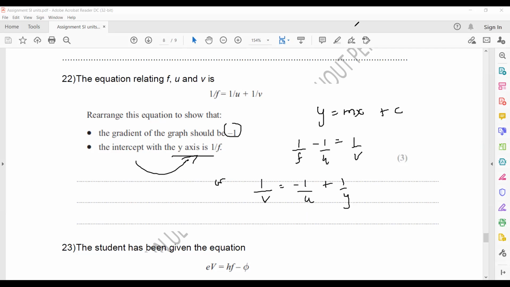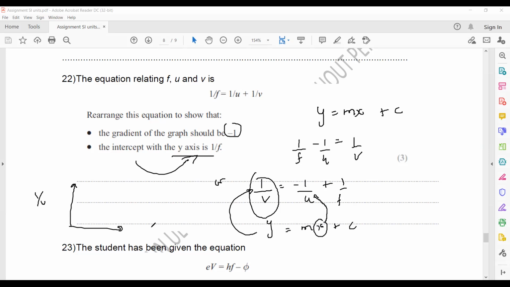When I compare with the equation of a straight line, y is equal to mx plus c, if on the y-axis I plot 1 over v, and on the x-axis I plot 1 over u, then my gradient will be -1, and what is the y-intercept? The y-intercept will be equal to 1 over f. So we just have to rearrange the equation and show that on the side of the gradient we have -1 and on the side of the y-intercept we have 1 over f.